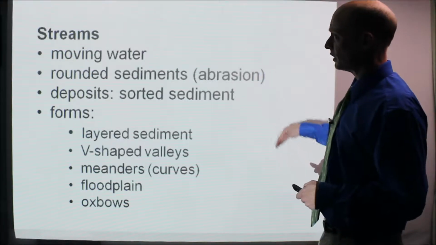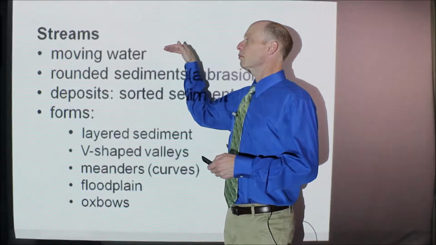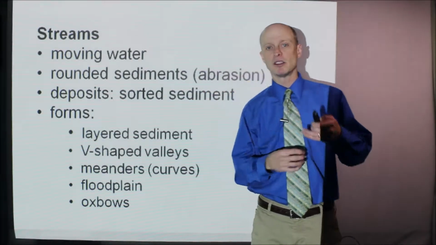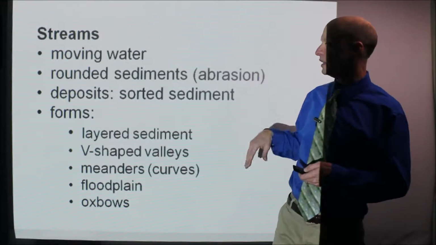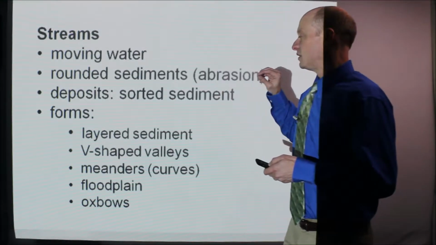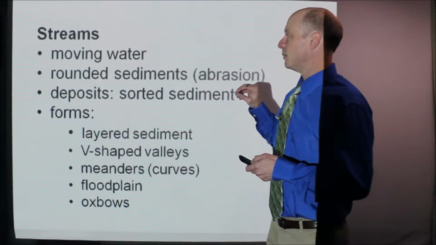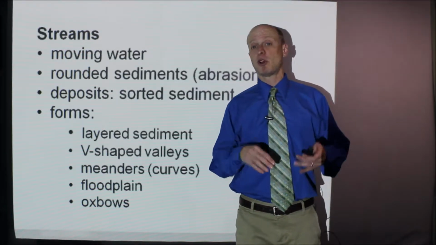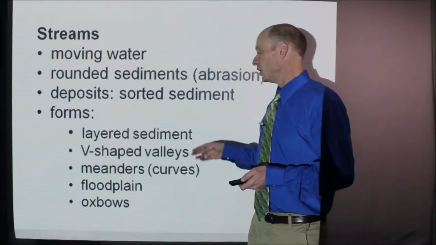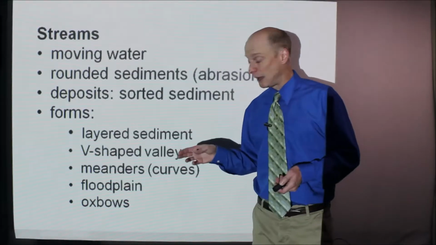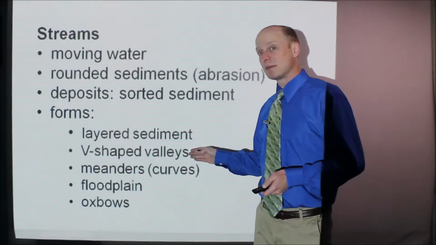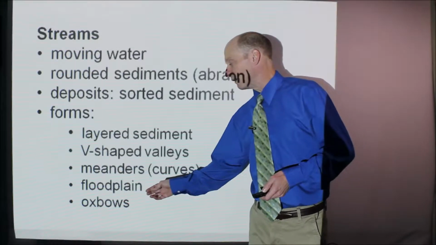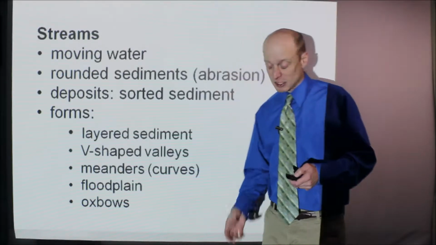Some other things about streams. The erosion is from moving water. What you get is rounded sediments, because the sediments roll along the bottom and scrape, so there's a lot of abrasion. The deposits from streams tend to be sorted. Some of the things that streams form, these are really the main ones: layered sediments, V-shaped valleys, the valleys of rivers are V-shaped, meanders and curves. You'll have floodplains, and things like oxbows or oxbow lakes.